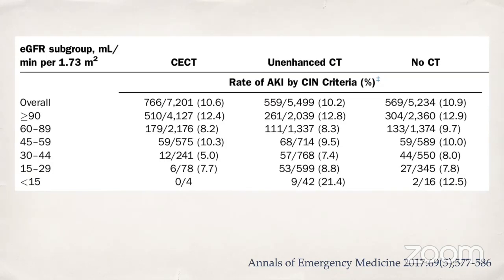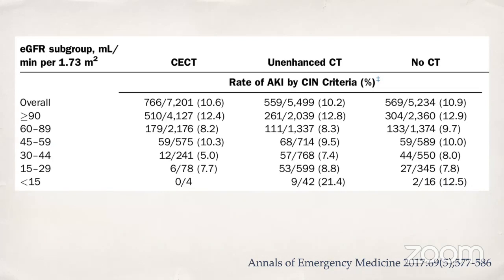So if you look at that study overall, the rate of AKI was basically the same in all the groups. And they drilled down and looked at people with varying levels of kidney function and showed, somewhat surprisingly, that the amount of AKI didn't even increase as the GFR went down, with the exception of the people maybe on the unenhanced and no CT scale, where their rate of AKI was somewhat higher.